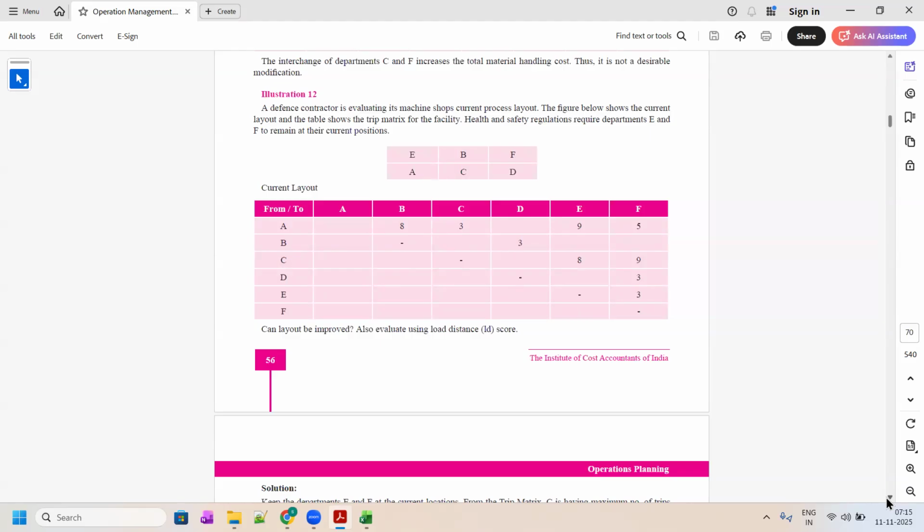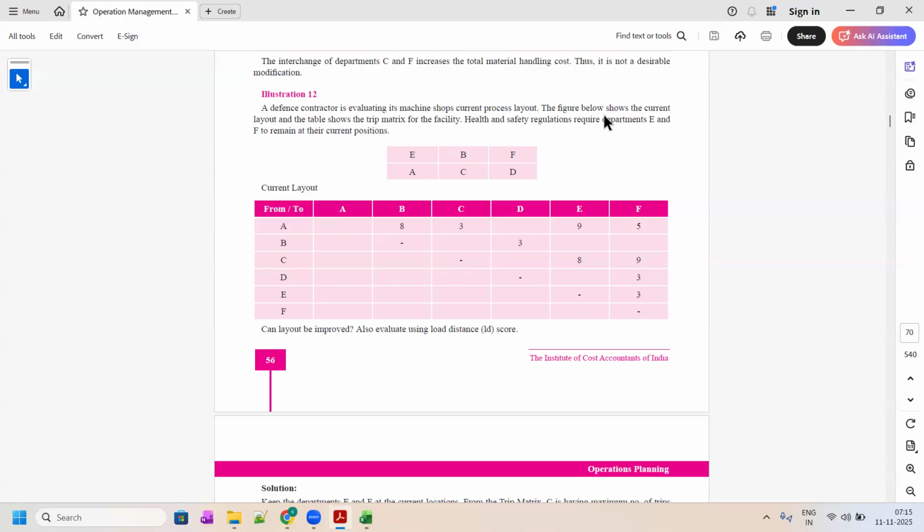This is the current layout. The figure below shows the current layout, and the table gives us the trip matrix for the facility, and maybe some costing score is given here. So a load distance score is given. Fine. And here what they're asking is, can you improve this layout?